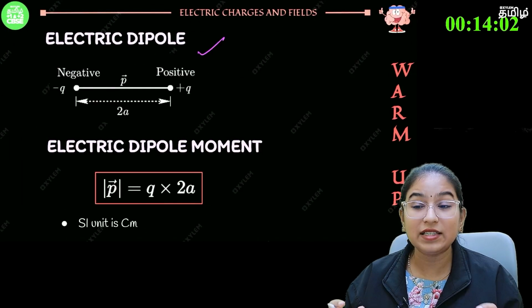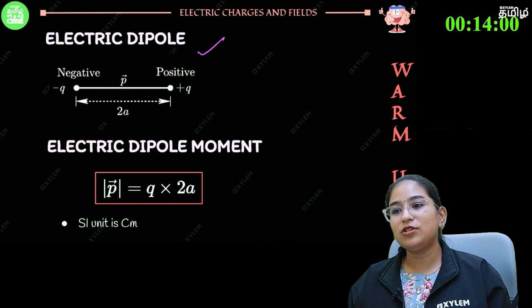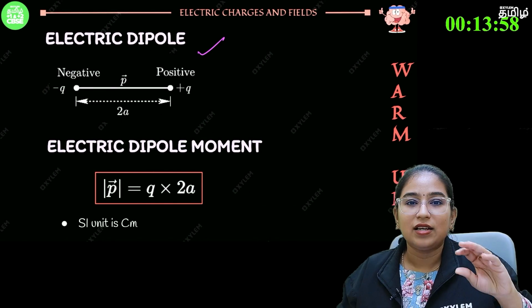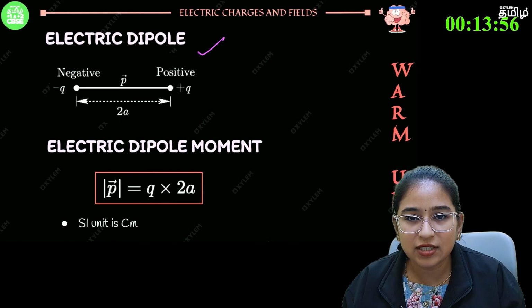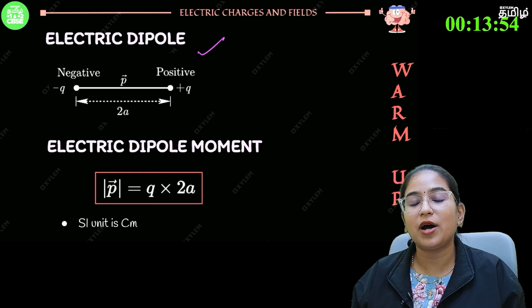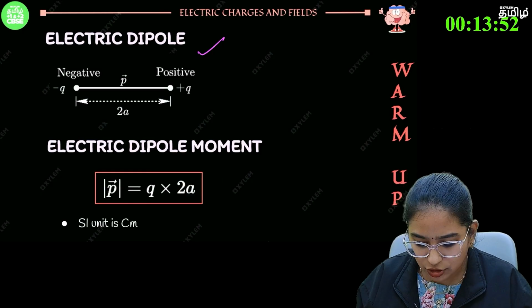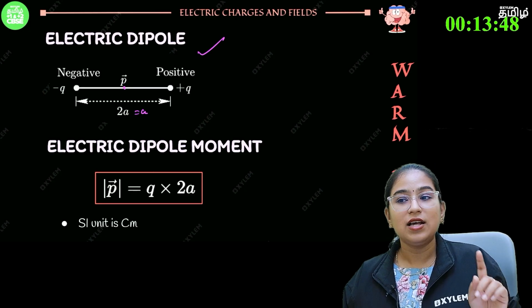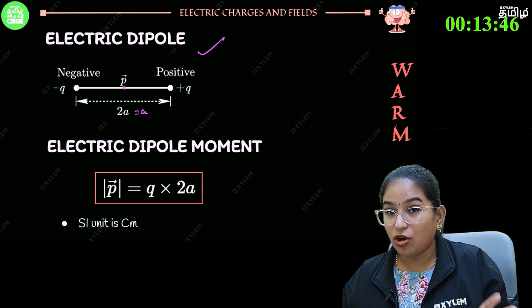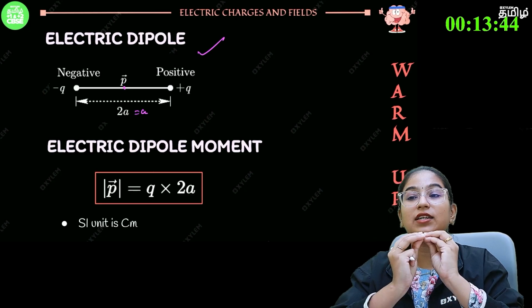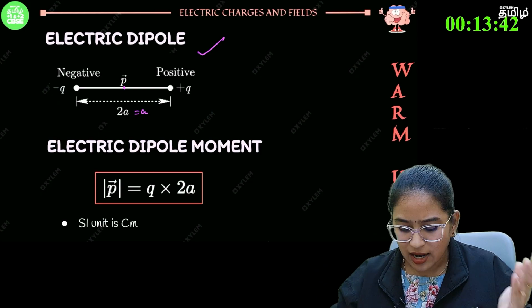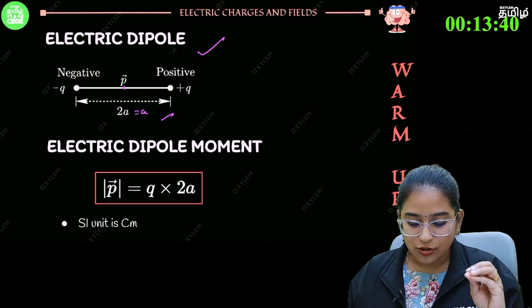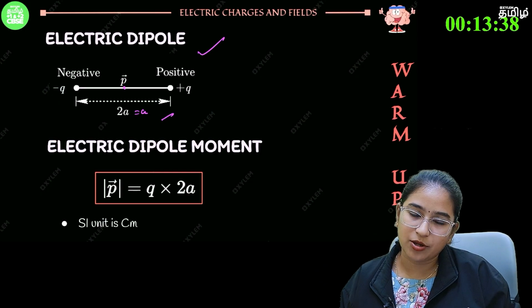The next one is dipoles. Electric dipoles are simply two charges of equal magnitude but opposite nature, separated by 2a of distance. 2a or a doesn't matter. If it is measured from the origin, you write 2a. If it is simply the distance between the positive and negative charge, then a is enough. So this is called an electric dipole.